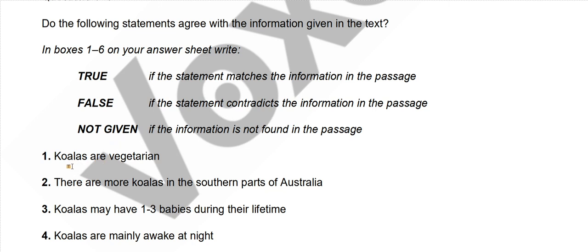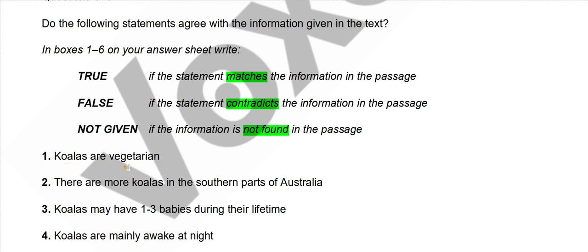So what we have to do is read the first question and then go to the paragraph to find out if the statement matches the information in the passage, and we will say true. But if the statement contradicts the information in the paragraph, we will say false. And if the information is not found in the passage, we will say not given. As the name suggests, some part of the information will not be given, and we will say not given. We should not assume anything from our own side.